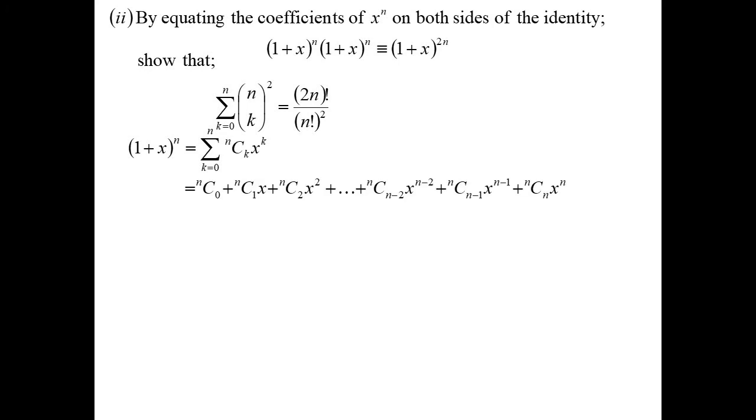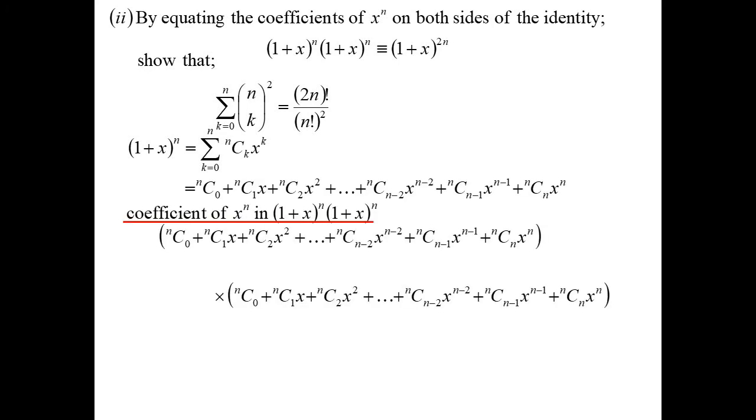We know that (1 + x)^n times (1 + x)^n is essentially the same as (1 + x)^(2n). Add the powers. So using that, we have to show this lovely result. It all starts with the binomial theorem. So there's (1 + x)^n, which if I was to expand out, would be that. We want to find the coefficient of x^n.